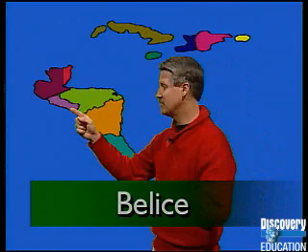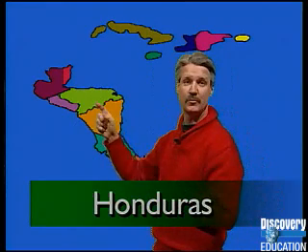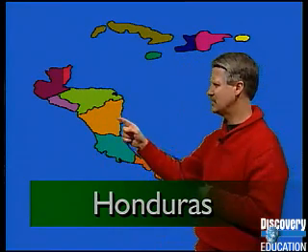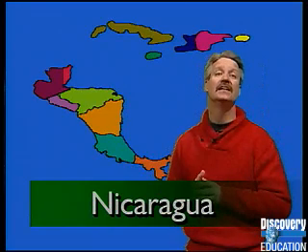Next, this lavender country right here is called El Salvador, which means the Savior. El Salvador. Okay. Next to El Salvador is this lime green country. It's called Honduras. Okay, if we continue down, this orange country here is Nicaragua.